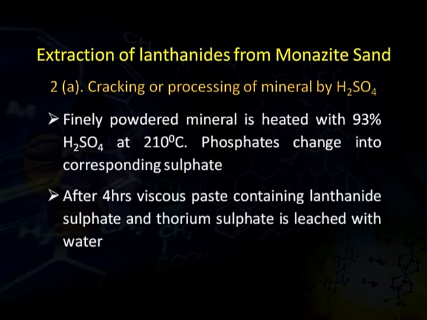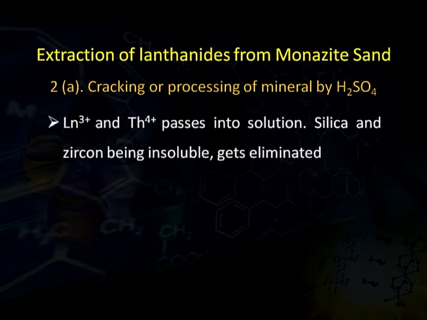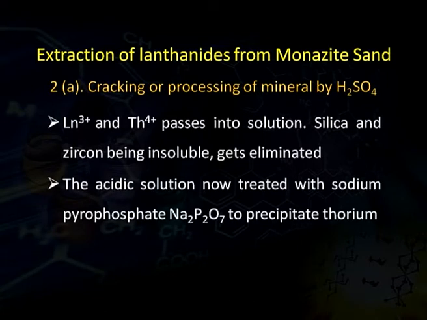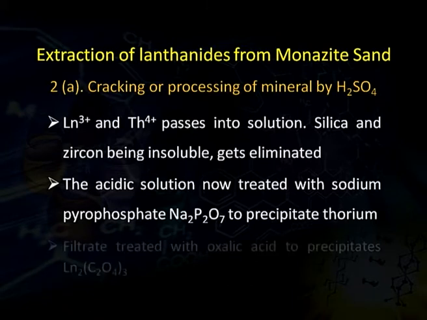After 4 hours, a viscous paste containing lanthanide sulphate and thorium sulphate is leached with water. The lanthanum in +3 state and thorium in +4 state pass into the solution. Silica and zircon, being insoluble, get eliminated. The acidic solution is now treated with sodium pyrophosphate, Na2P2O7, to precipitate thorium.